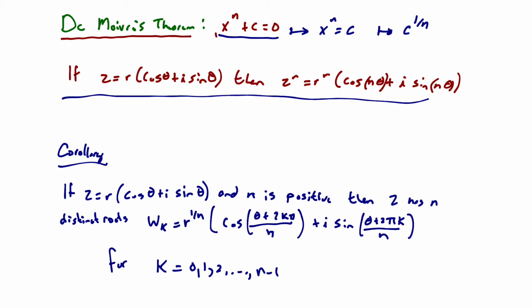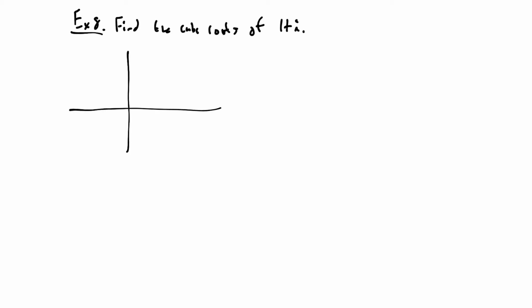Before we look at an example of solving a polynomial like this, let's find the cube roots of a complex number. This is example number 8. And we're trying to find the cube roots of the following. And the first thing that we have to do is place this number in polar form. So we need to find what the modulus is, and then we also need to find what our argument is.